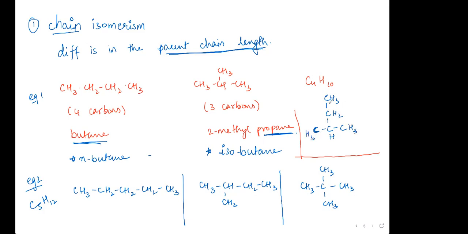Give me the IUPAC name for all 4 of them. First one is pentane. Second one is 2-methyl butane. Third one will be 2,2-dimethyl propane. The fourth one is 2-ethyl propane. Is that correct? No, it's 2-methyl butane only. It's similar to the second one.